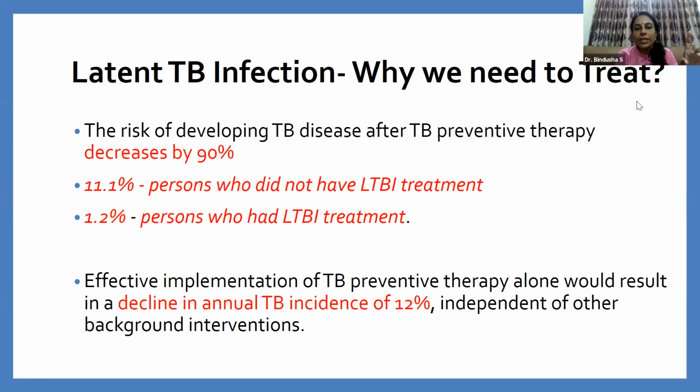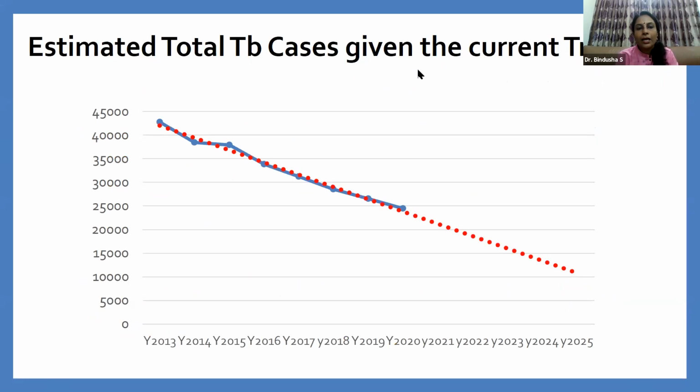By treating latent TB infection, we will be able to decrease the annual tuberculosis disease rate. This is the current trend in the tuberculosis patients. You can see that over the years there is a decrease in the number of TB cases. Around 2020, somewhere around 25,000 cases were reported in Kerala, and this is the expected decrease. If the TB is going to decrease at this rate, this is the expected trend in the decrease in the incidence of TB cases that we expect. By around 2025, it will come to somewhere around 10,000 cases.